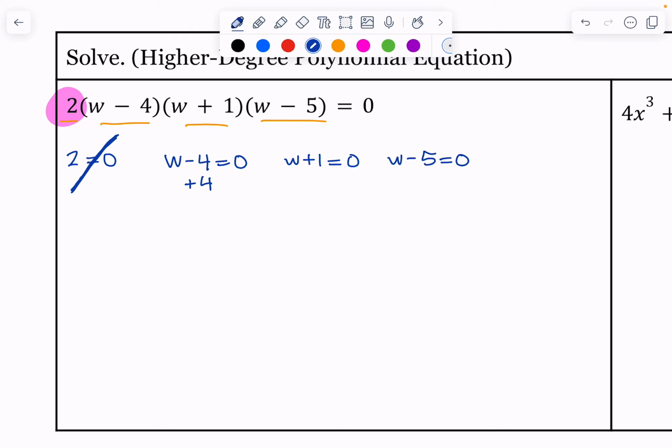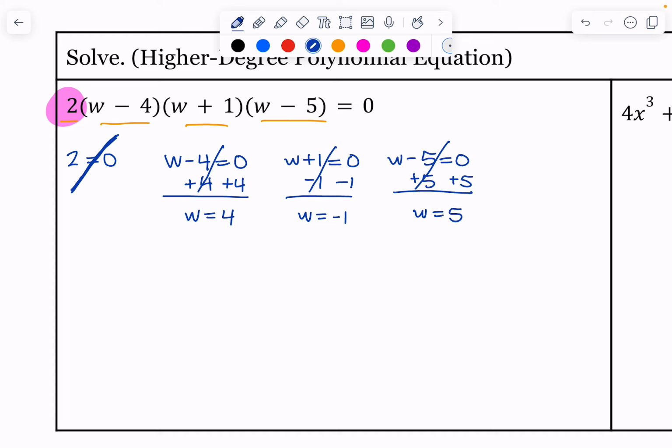For this next one, we have w equals 4. Here we have w equals negative 1. And here we have w equals 5. So our solution set for this one would be negative 1, 4, and 5. I wrote them in order, doesn't really matter.